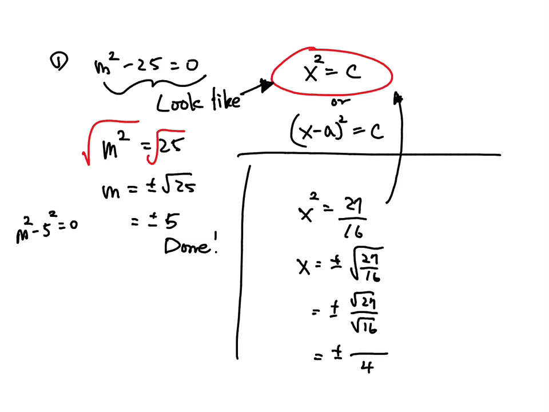Square root of 27, I need a little bit of side work. I know 27 is square root of 9 times square root of 3. So this is 3 square root of 3. And then we're done. Okay, so the answer is going to be plus minus 3 square root of 3 over 4.